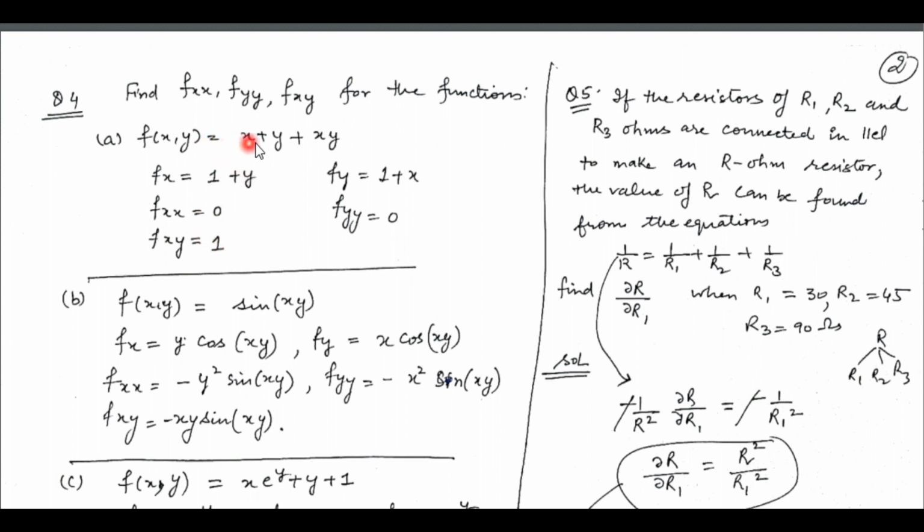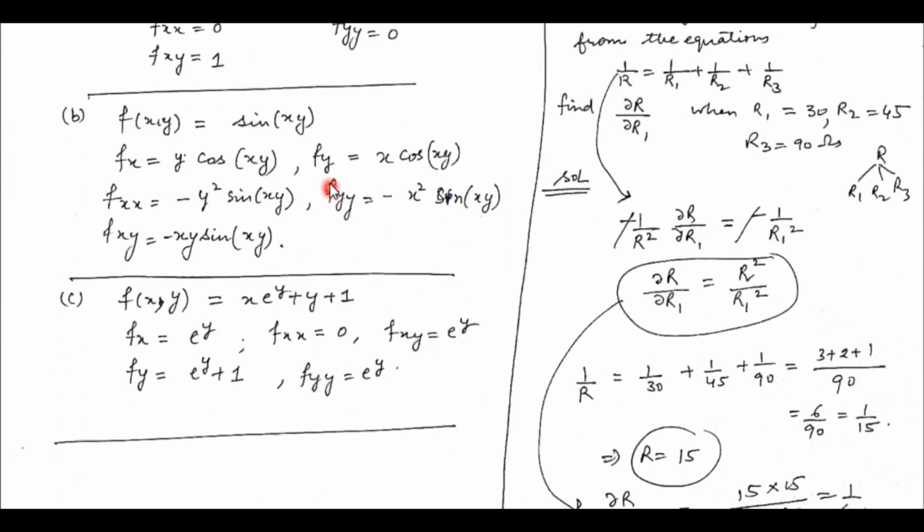Now the partial derivative of this function with respect to y will be 0 plus 1 plus x. Again with respect to y, there is no y term, so it is 0. Same way we can find out the partial derivatives of the functions sine xy and x into e to the power y plus 1.